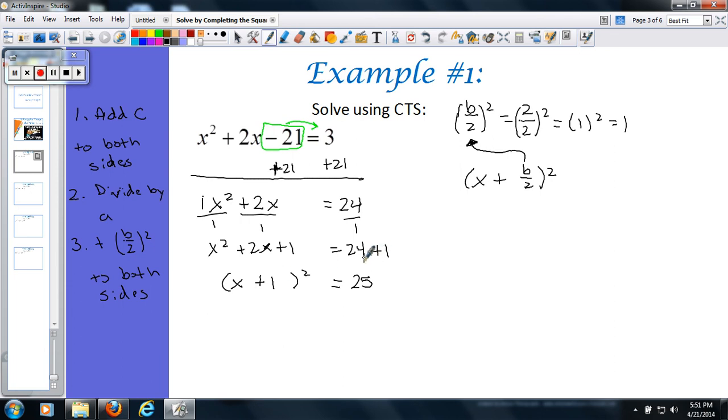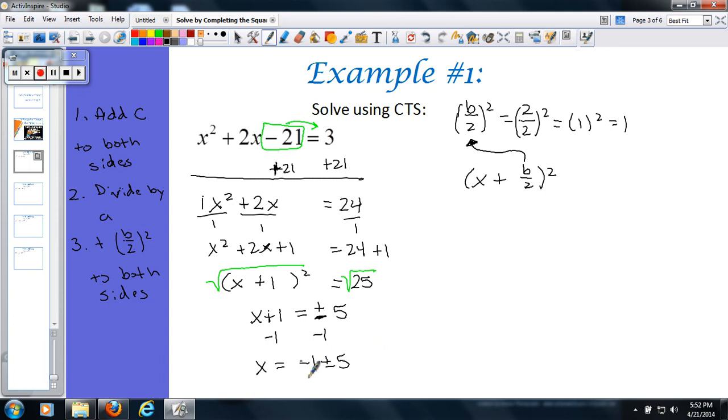The next step is to solve. In solving, the first thing I'm going to do is take the square root of both sides. I have to do the square root because the square root is the opposite operation of the square, so it's what allows me to get rid of the square. So this becomes x plus 1 equals plus or minus. Anytime I take the square root, I have to put plus or minus, and the square root of 25 is 5. The last thing to do is to finish solving. So I subtract 1 from both sides. I get x equals negative 1 plus or minus 5.